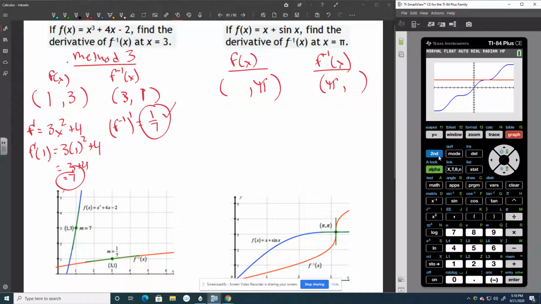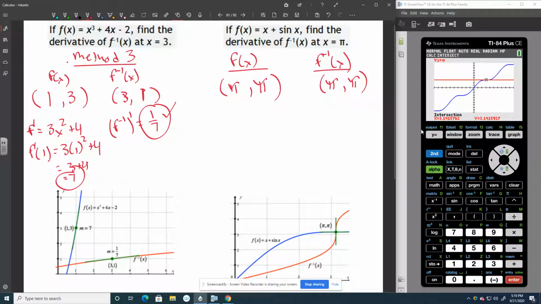So rather than guess, I'm going to calculate: what's the intersection? When does that point exist? So let's get close to it. It's somewhere right here, and I hit enter 3 times. And it says that when y is pi, x is pi. So that just tells me that my input is also pi, which means my inverse, my output, is going to be pi. My x's become my y's, my y's become my x's. So we've got our point.